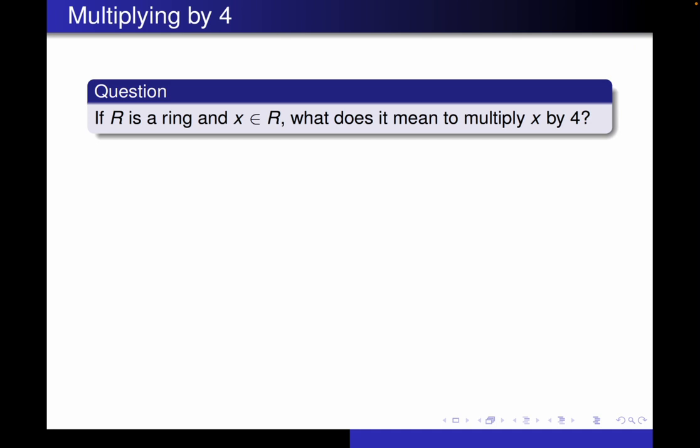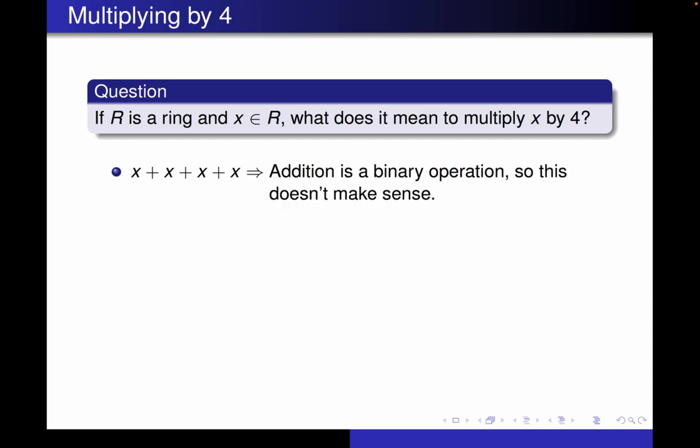However, the way we think about multiplication by 4 is usually some kind of repeated addition. So we might think it's x plus x plus x plus x. That makes sense in the ring because that's just ring addition, and the 4 just tells us how many times to add the x together. Of course, if you look at that too closely, you can say, well, addition is a binary operation, not an operation among 4 elements. So technically, if you want to be really picky about it, that expression doesn't make sense.